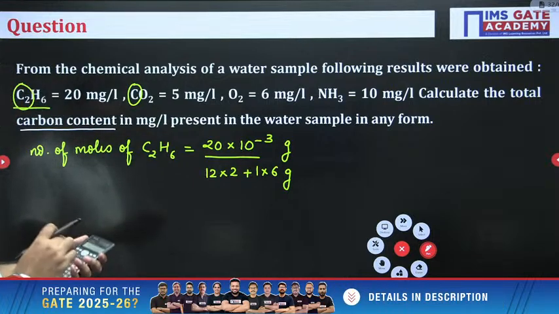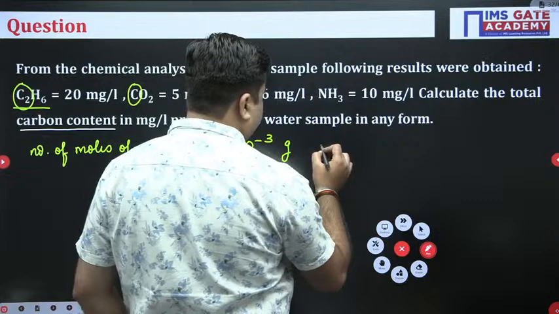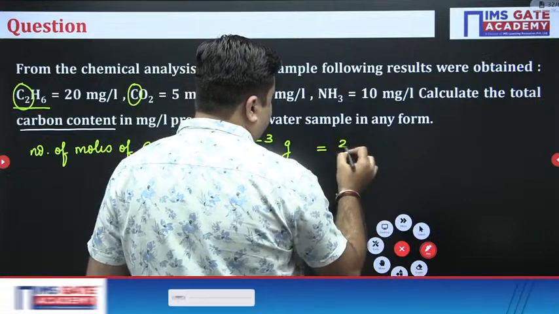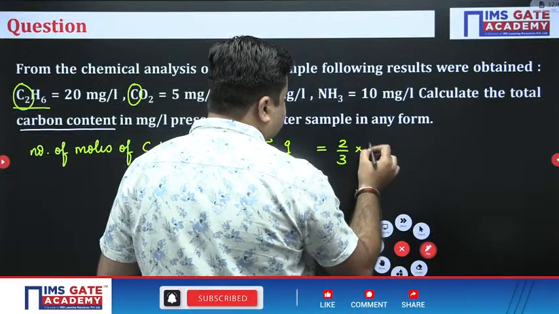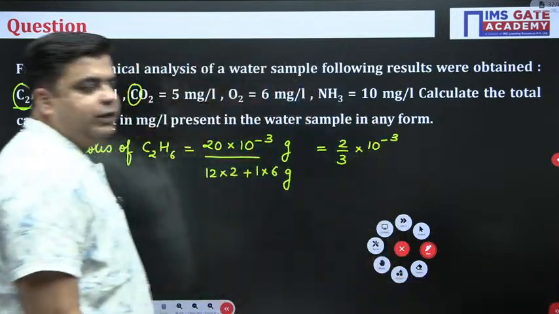So this will be 12 into 2, 24. 24 plus 6 will be 30. So 20 by 30, 2 by 3. So this will be 2 by 3 into 10 raised to the power minus 3 moles of C2H6 present.